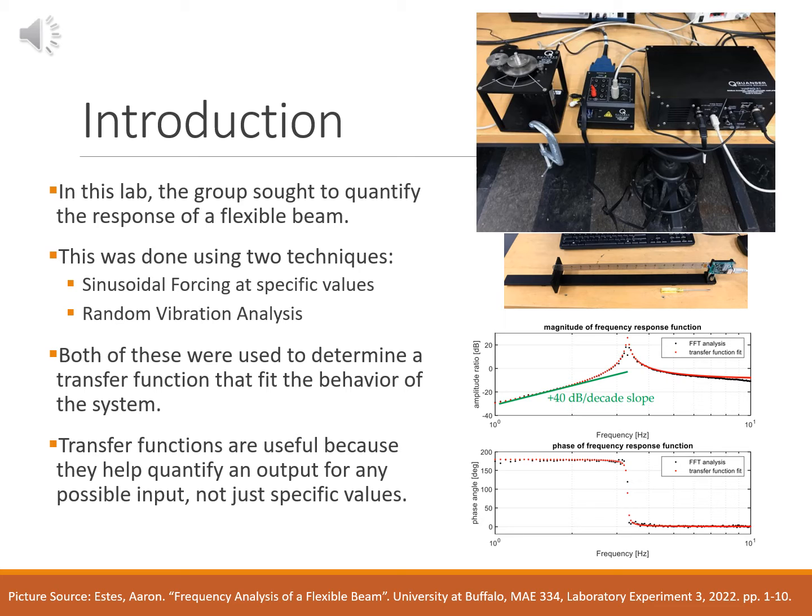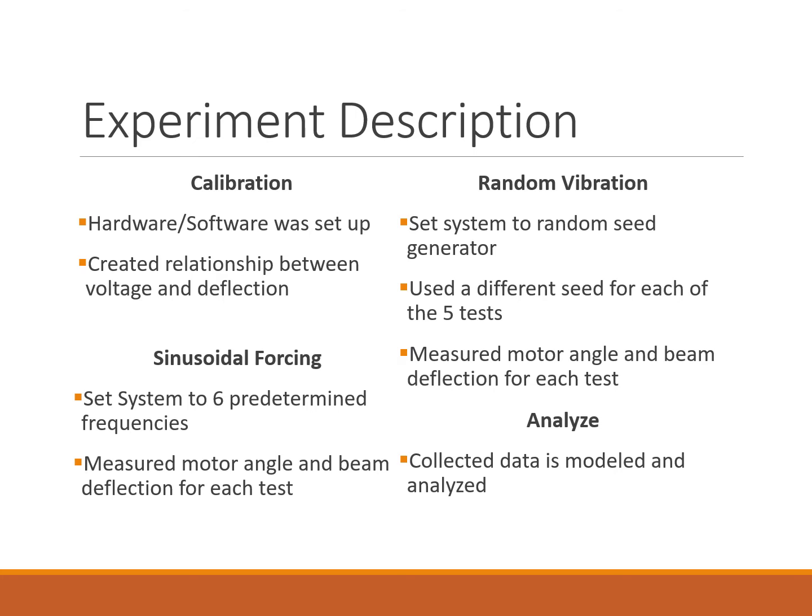This transfer function, or any transfer function, is useful because it can help quantify an output for any possible input, not just specific values. In this experiment, we first calibrated the software to create a relationship between voltage and deflection correlating to the beam. We then conducted a sinusoidal forcing test where we set the frequency to 6 individual different frequencies. The random vibration test was done using a random seed generator for 5 tests where a random sequence of frequencies was applied to the beam.